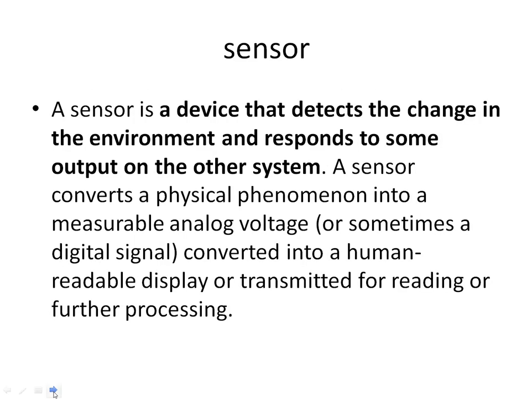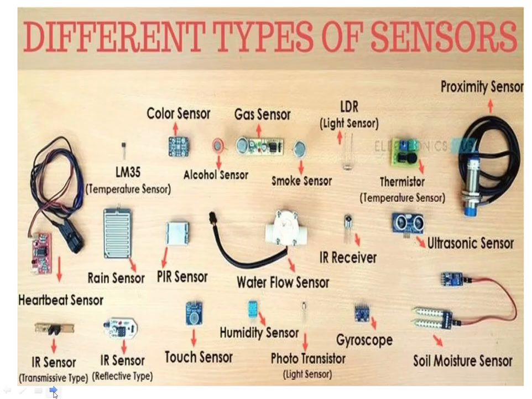A sensor is a device that detects changes in the environment and responds with some output to the analysis system. The sensor converts physical phenomena into a measurable analog voltage, which is converted into a human-readable display or transmitted for reading or further processing. The different types of sensors include color sensor, gas sensor, alcohol sensor, smoke detector, light sensor, thermometer, IR receiver, ultrasonic sensor, water flow sensor, humidity sensor, touch sensor, IR sensor, rain sensor, gyroscope, soil moisture sensor, and proximity sensor.